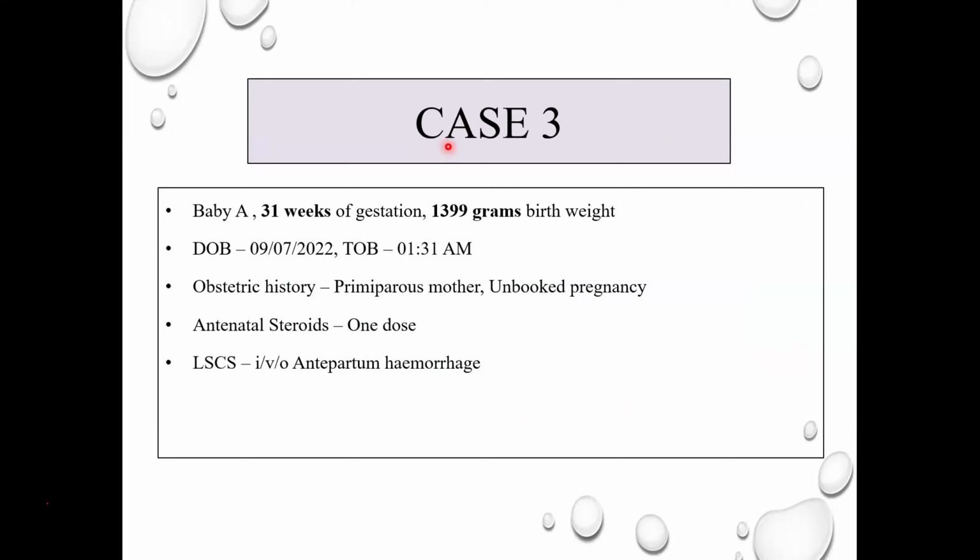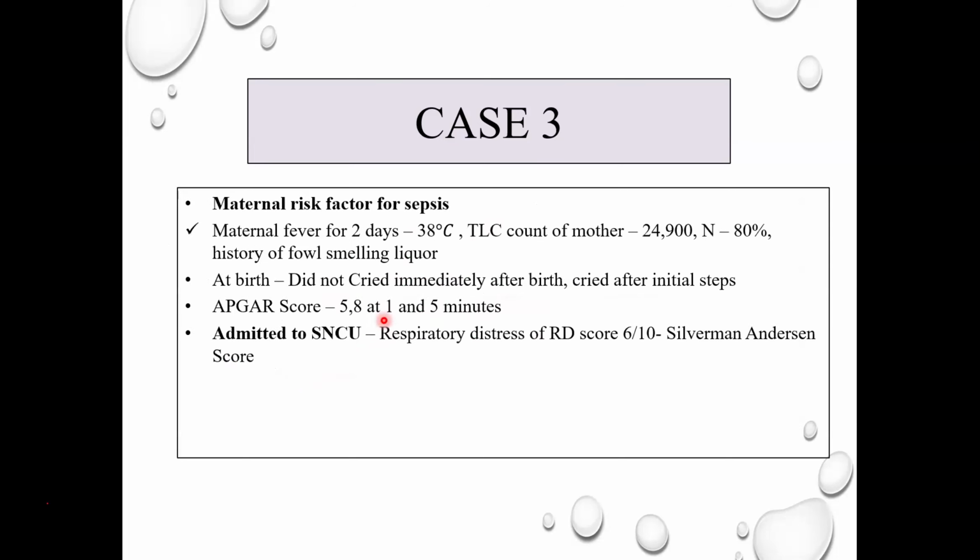Coming to case 3, this is again a preterm VLBW, 31 weeks, 1.399 kg. Obstetric history: primiparous mother, unbooked pregnancy, 1 dose of antenatal steroid. They have done LSCS in view of antepartum hemorrhage. Mother has fever for 2 days, TLC count is high, history of foul smelling liquor. So this classifies as clinical chorioamnionitis. Fever plus 2 criteria are met: TLC is high, foul smelling liquor.